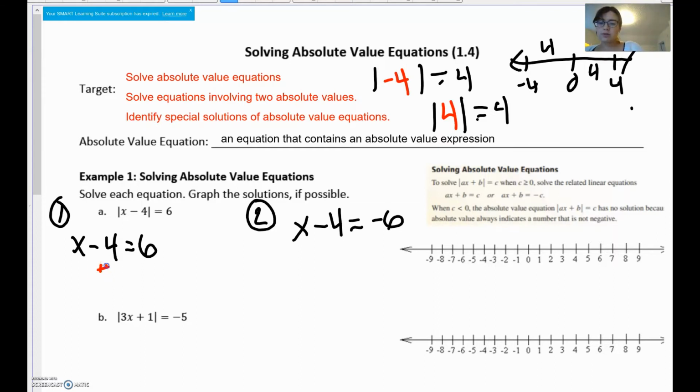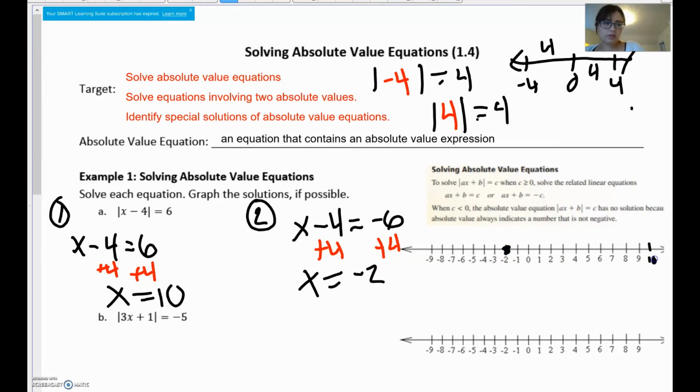So on the left, we're just going to add 4. We're going to get x equals 10, and on the right, we're going to add 4. We're going to get x equals -2. And we're going to graph it by putting a dot on -2 and on 10.